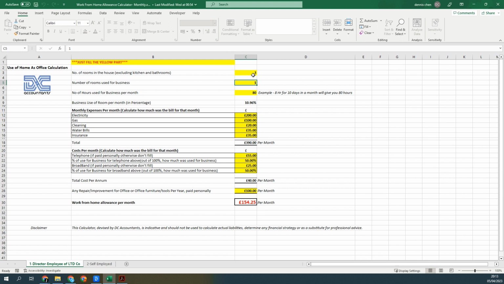The third one is the number of hours used for the business. So if in a month you worked 8 hours a day for 10 days, you put 80 hours there. Now with the monthly expenses, it's better you go through your bills for your electricity, gas, water bill and insurance, and you put that amount in here, and that gives you a total figure of 390. This is a made up figure.